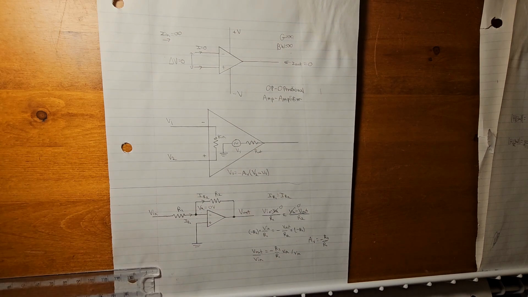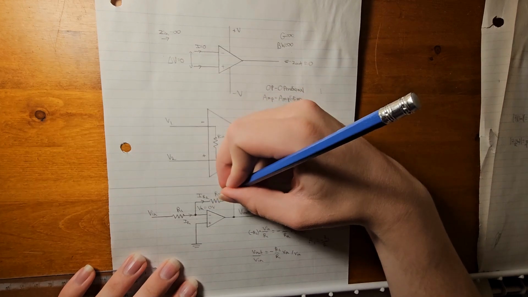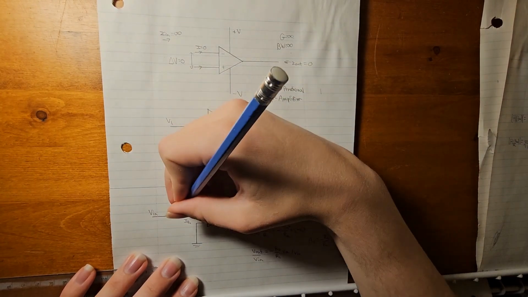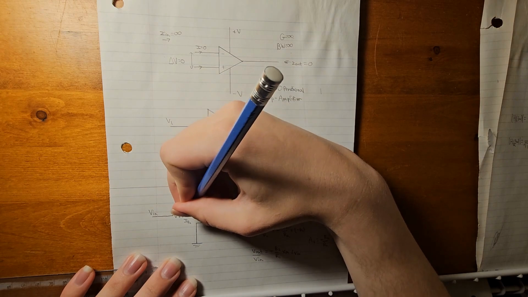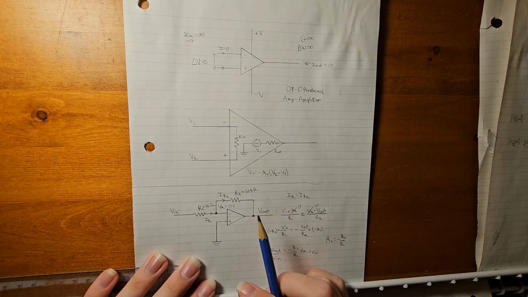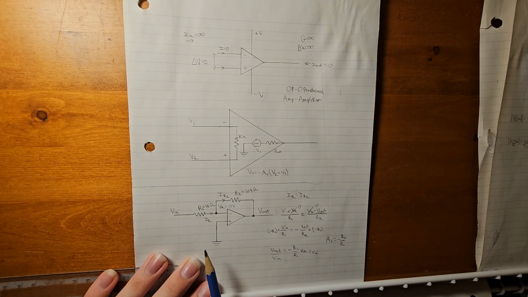So let's do a real world example using, let's say we want to have a gain of about negative 10. So we're going to select R2 to be about 10 kiloohms, and R1 is going to be equal to 1 kiloohm. So we're going to do this. I'm going to show you how you can actually make this circuit, and hopefully it will work for us.